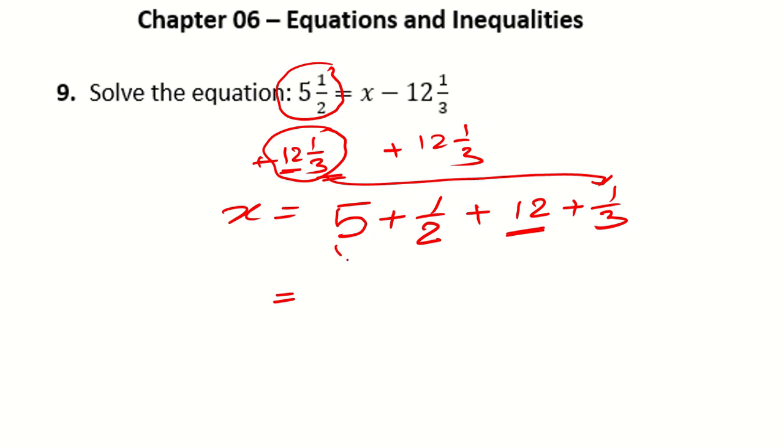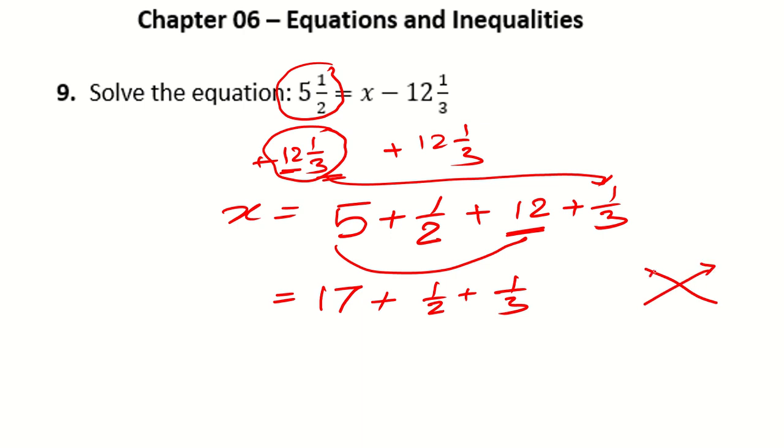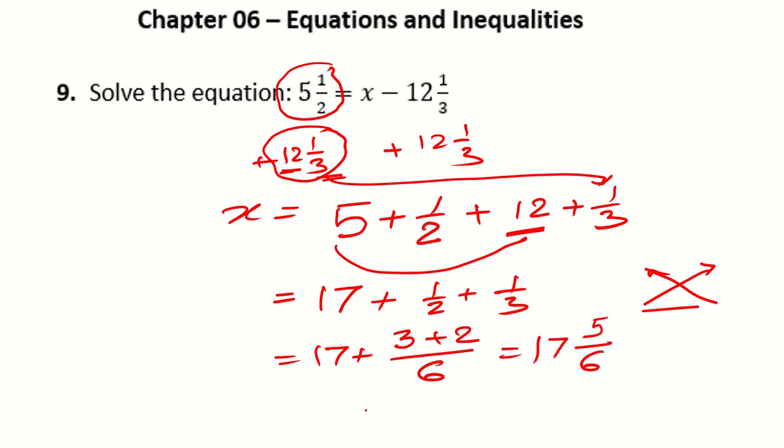Now, 5 plus 12 will be 17 plus 1 over 2 plus 1 over 3. How you are going to add them? Just by cross multiplication like this, and then down multiplication also. So this is 17 plus 3 plus 2 over 3 multiplied to 6. So that is 17 and 5 over 6. Okay, this is the answer.